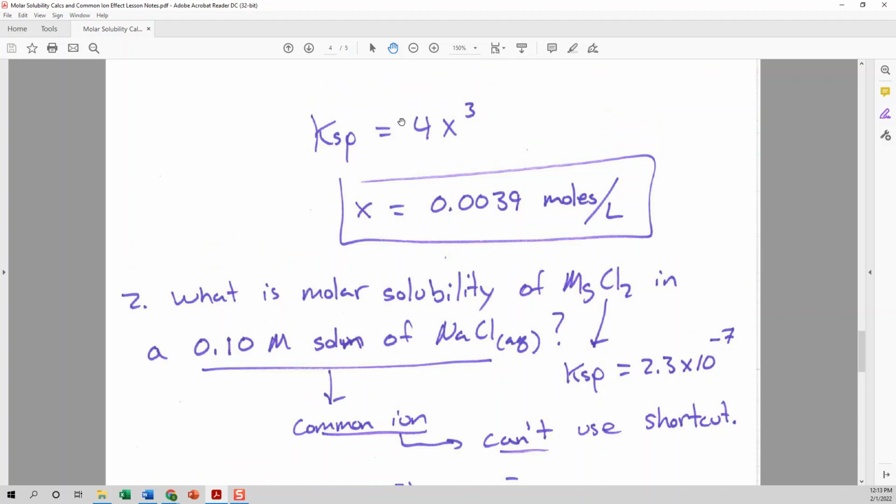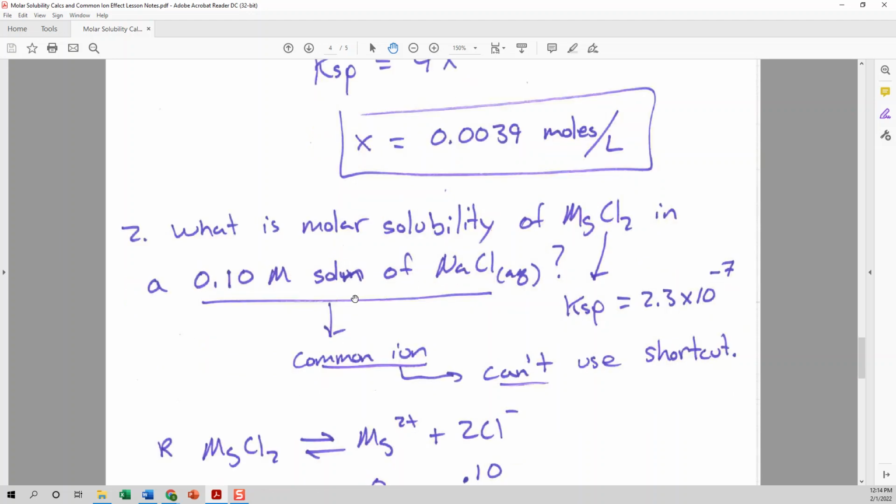So how did we get this shortcut? That's what I want to make sure we understand. We got this shortcut by making a rice chart, finding our equilibrium concentrations in terms of x, plugging them into the equilibrium expression, and simplifying. Whenever you make a rice chart, get your equilibrium concentrations in terms of x, plug those into the expression and solve for x, if it's a KSP equation, then x is the molar solubility no matter the situation. We just can't run to this shortcut for a common ion question.